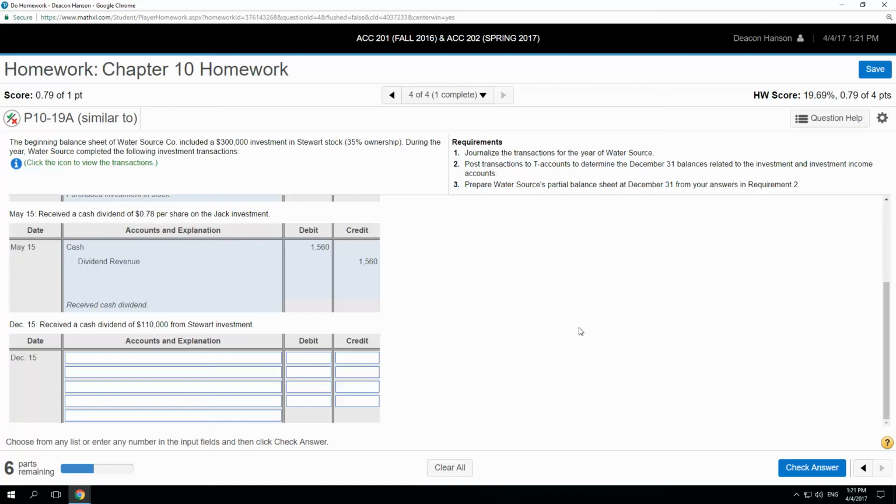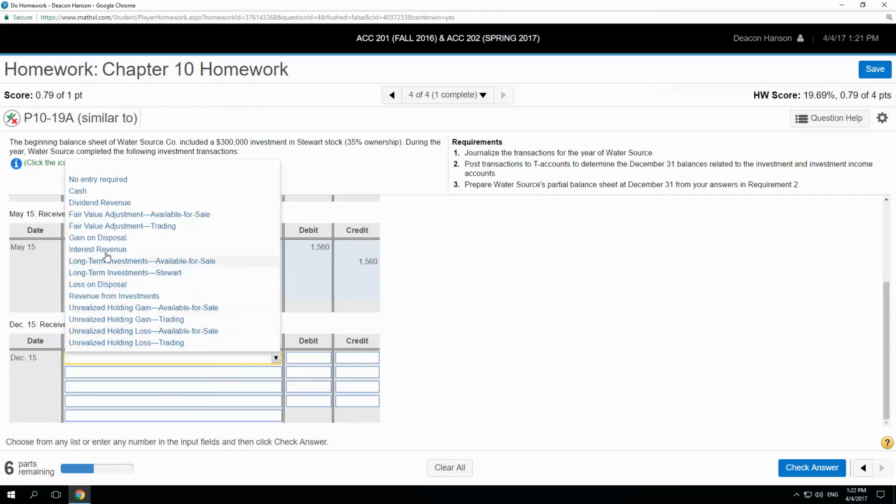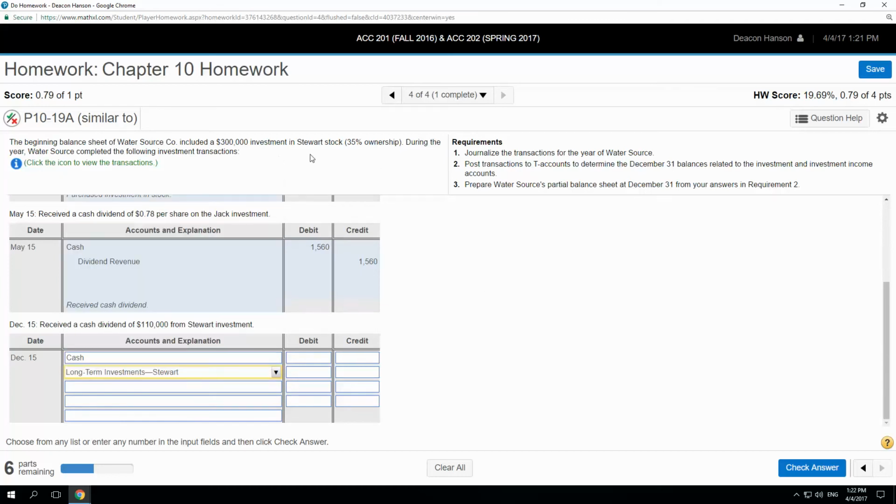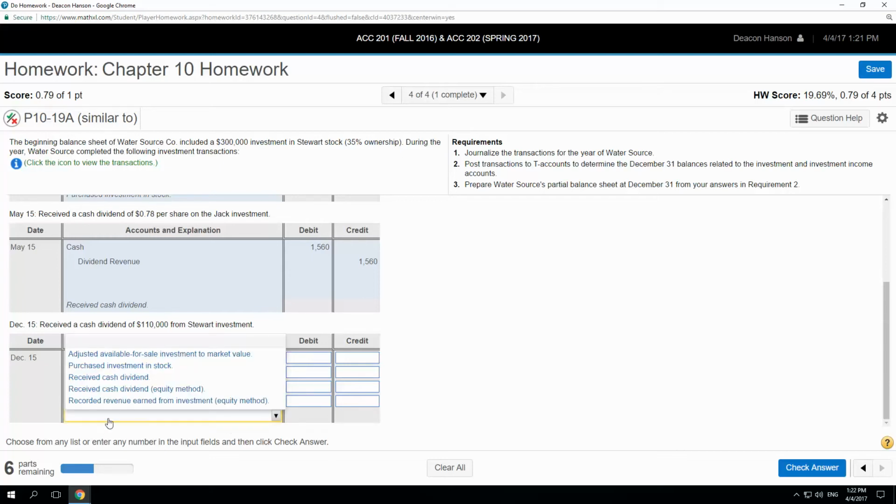Now this is where we had a sticking point. Received a cash dividend of 110,000 from Stewart Investment. Remember, we have a 35% ownership interest in Stewart, so we cannot record it like a normal dividend. We have to record it using the equity method. We're going to show the cash coming in, but we're going to show a reduction to our investment in Stewart. It's a long-term investment in Stewart. So this is to record cash dividend under the equity method.